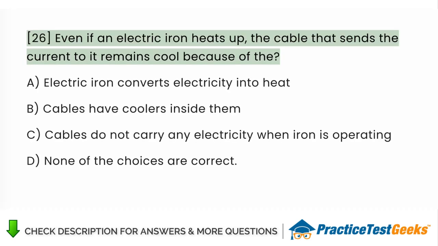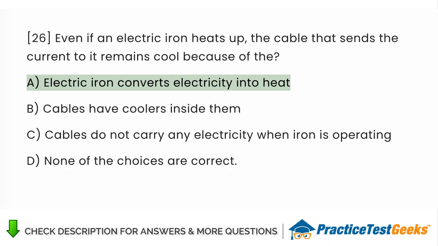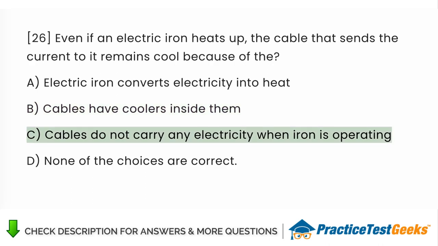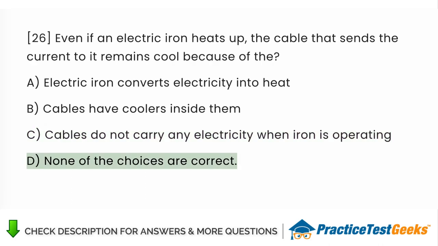Even if an electric iron heats up, the cable that sends the current to it remains cool because of the? A. Electric iron converts electricity into heat. B. Cables have coolers inside them. C. Cables do not carry any electricity when iron is operating. D. None of the choices are correct.